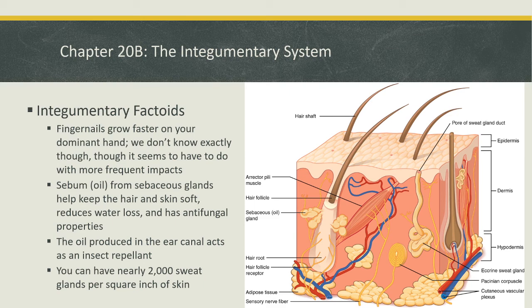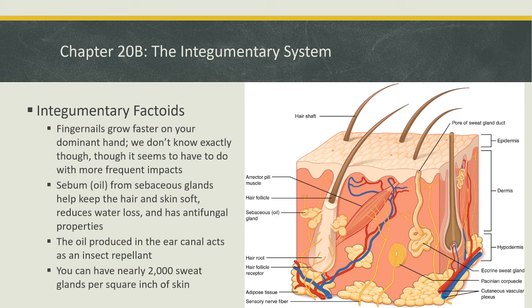Next bullet point, the oil produced in the ear canal acts as an insect repellent. I'm super thankful for this. The earwax picks up a little bit of the oil produced by the skin inside the opening of your ear that goes down into your head. It has a chemical in it that acts as an insect repellent, which I'm really glad of because I really would not want my ear canal to be something that mosquitoes and flies and gnats would regularly try to fly down into.